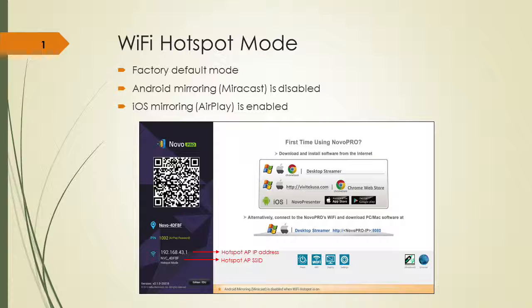Wi-Fi hotspot mode is the default Wi-Fi configuration on Novo Pro. This option allows users to connect directly to Novo Pro without connecting to the infrastructure network and is limited to 8 participants. Once it is enabled by selecting the Wi-Fi menu from the desktop and choosing hotspot mode, you can see on the home screen the SSID and IP address, which is always 192.168.43.1. Please be aware that Miracast for native Android mirroring is disabled in Wi-Fi hotspot mode.